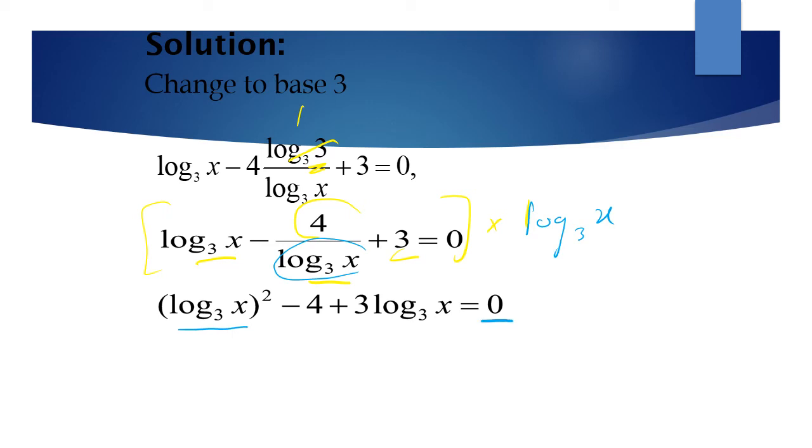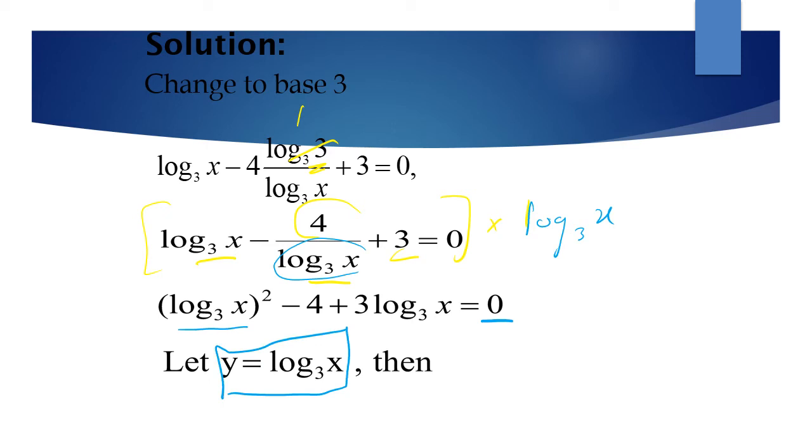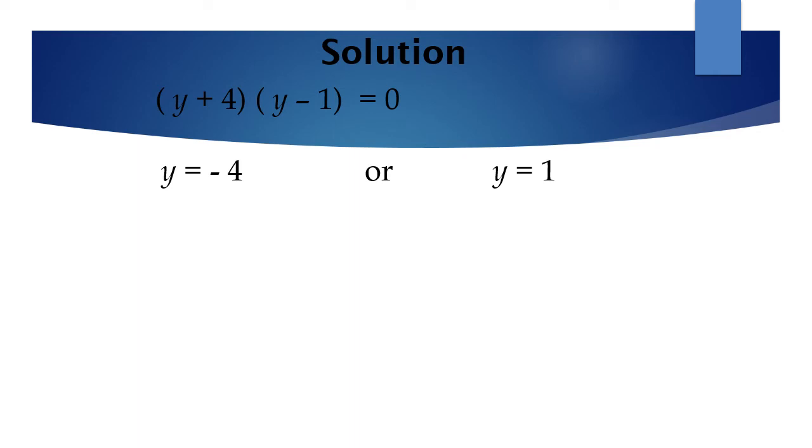Why 0? Anything multiplied by 0 will be 0. After that, we use the substitution method where y equals log base 3 of x. So this term will be y, and this one also will be y. So we have y squared plus 3y minus 4 equal to 0. This is a quadratic equation, and everyone can solve a quadratic equation. After we factorize, we have y plus 4 multiplied by y minus 1 equal to 0. So y is equal to negative 4 or y equal to 1.